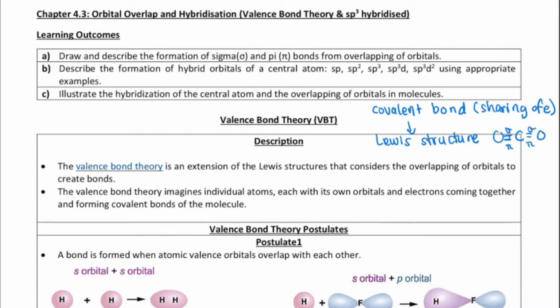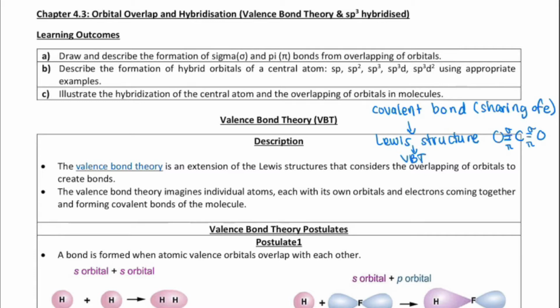Tapi the next thing yang kita belajar adalah valence bond theory. From this valence bond theory, kamu boleh betul-betul nampak seolah-olah mata kamu tu macam mikroskop. You can see how C and O ni bond through sigma bond, macam mana dia form. Kalau dia bonding guna pi bond, macam mana bentuk pi bond tu. Okay, so that is valence bond theory, menggunakan overlapping of orbital untuk explain macam mana bond is formed.